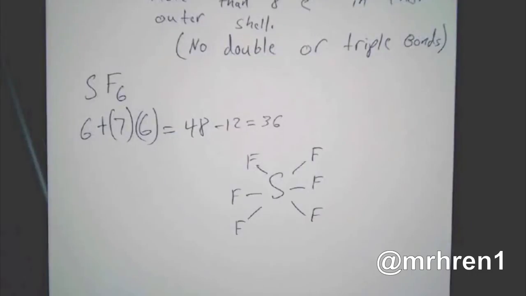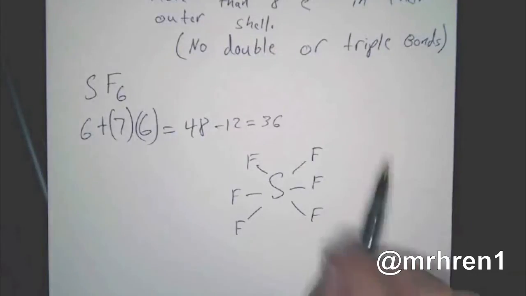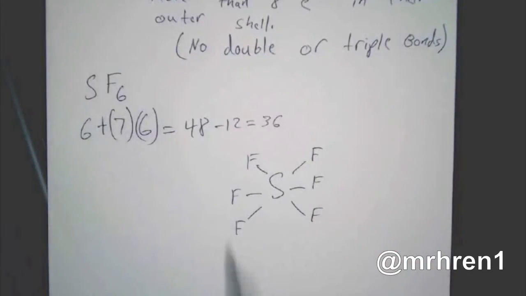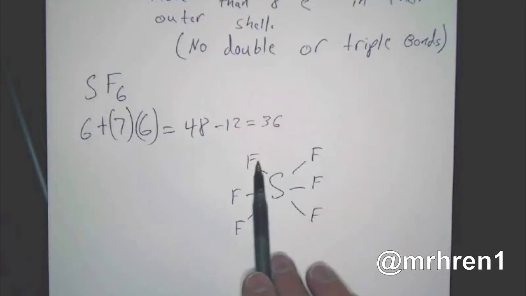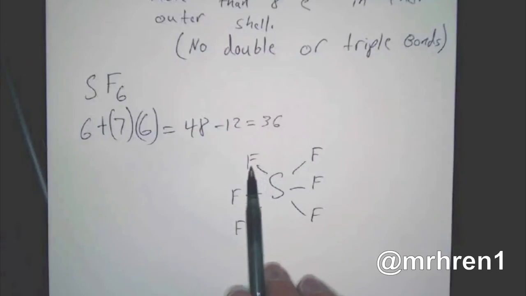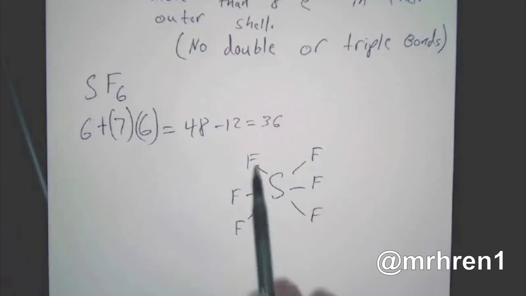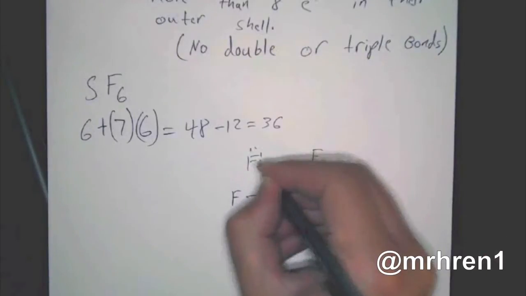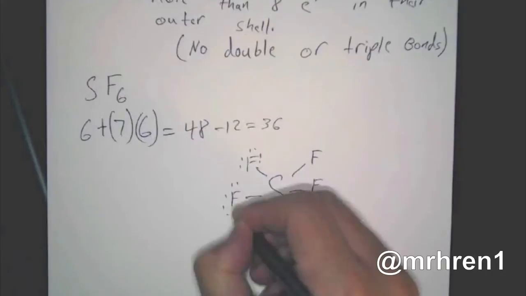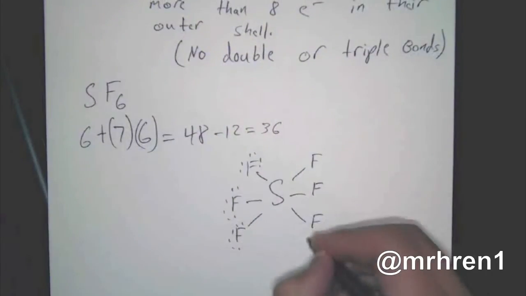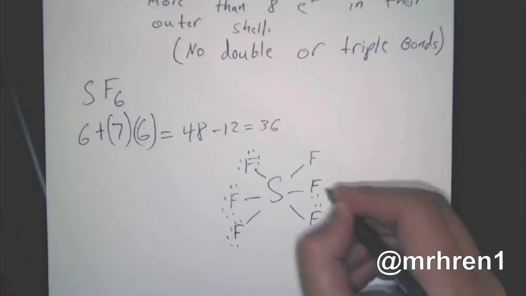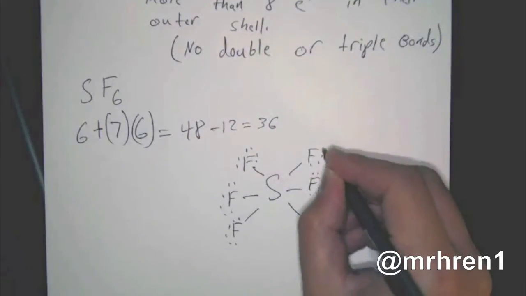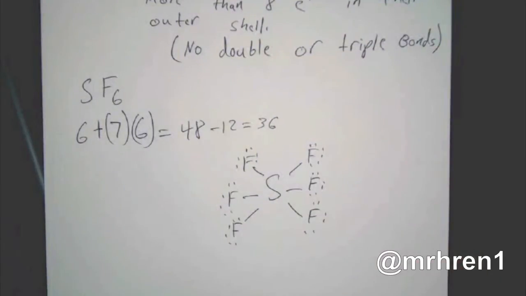We'll keep going. Now, how many electrons do I have to add all around here? I've got 36 available. How many can each F hold? It can hold 8. How many more does it need? It needs 6 more. 6 times 6 is 36. Just trust me on that one. I think I memorized that when I was like a little kid. So anyway, you fill that out like that.